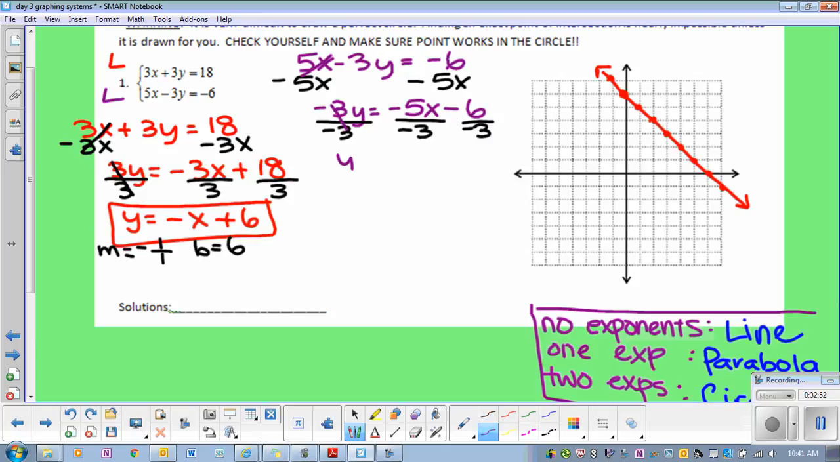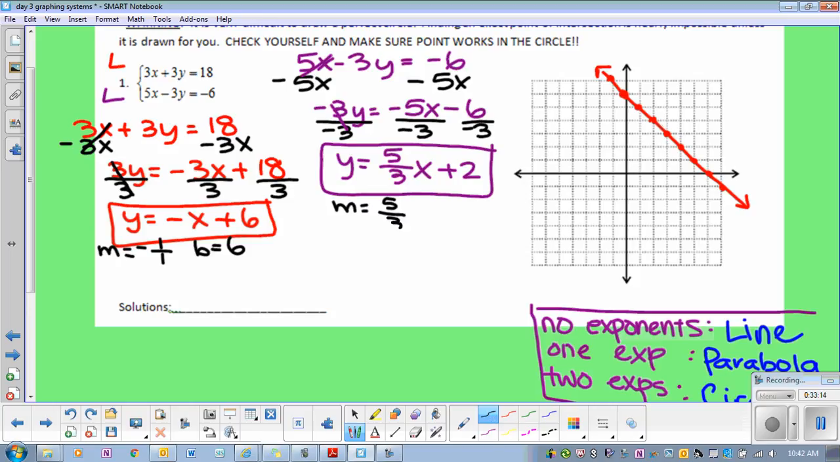And then we have y equals, guys, what's negative 5 divided by negative 3? Positive 5/3, right? Yes. And then the x, and what's negative 6 divided by negative 3? Positive 2, good. Okay, so there's my purple line. And of course, my m is 5/3, and my b is 2, yes? All right, so my purple line.